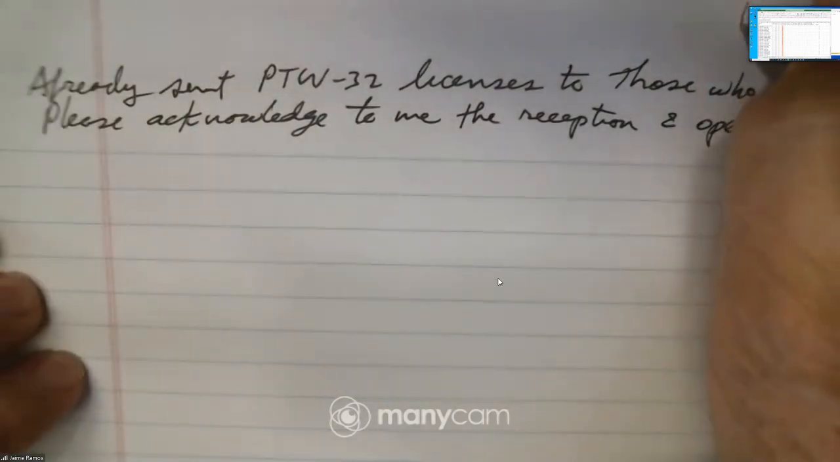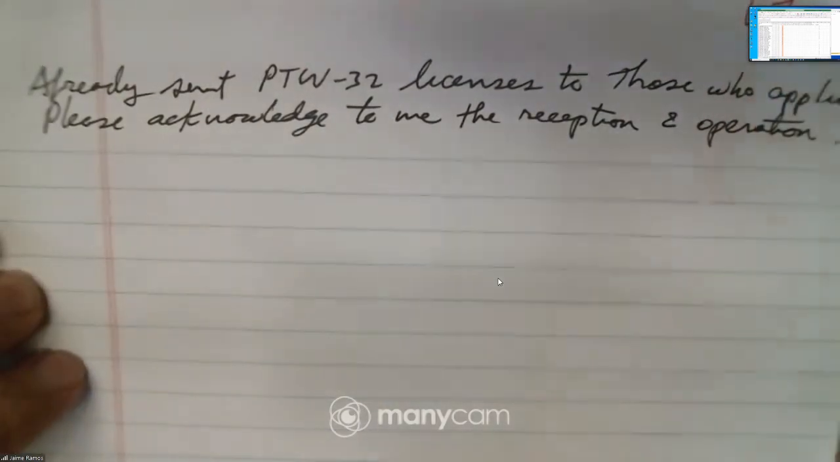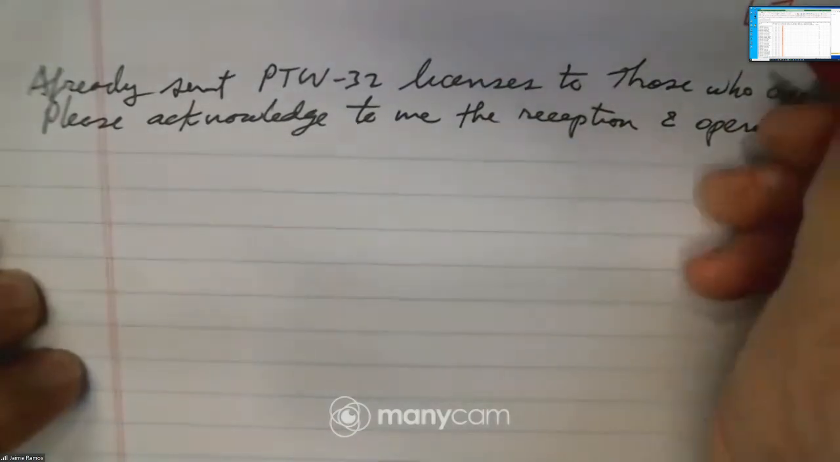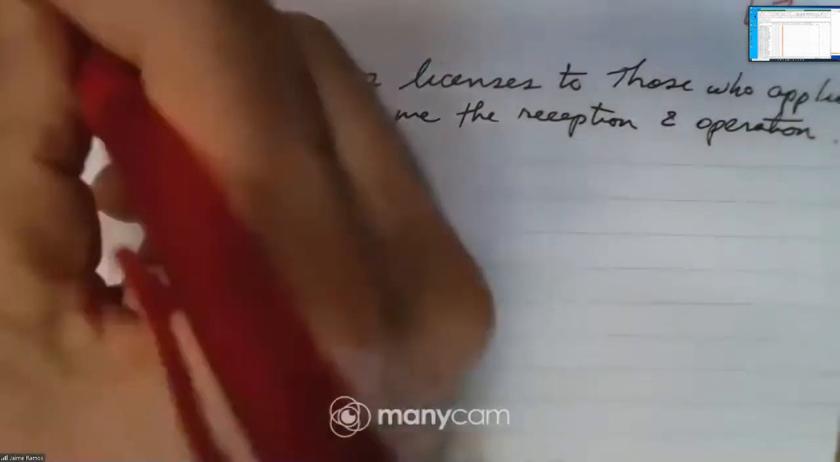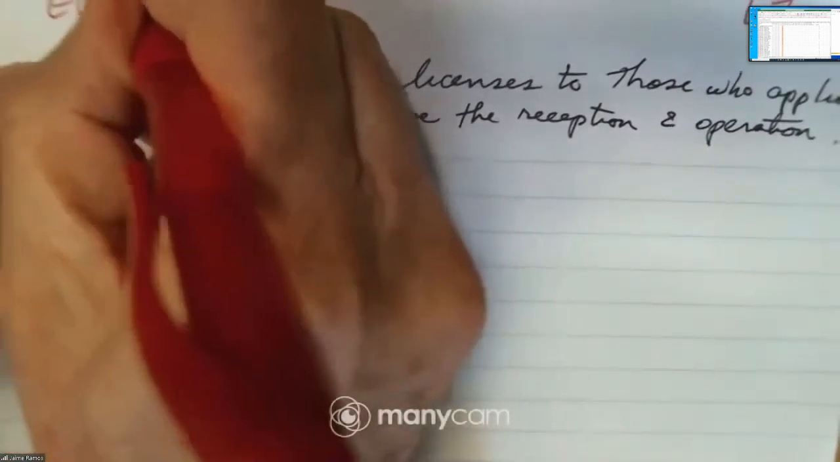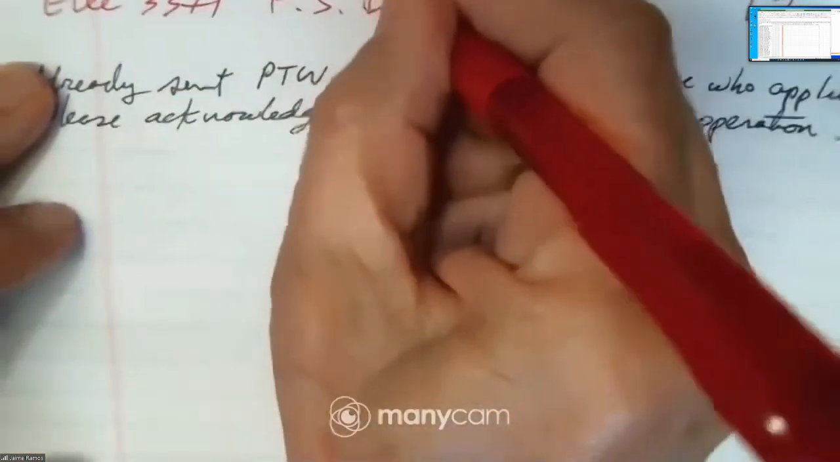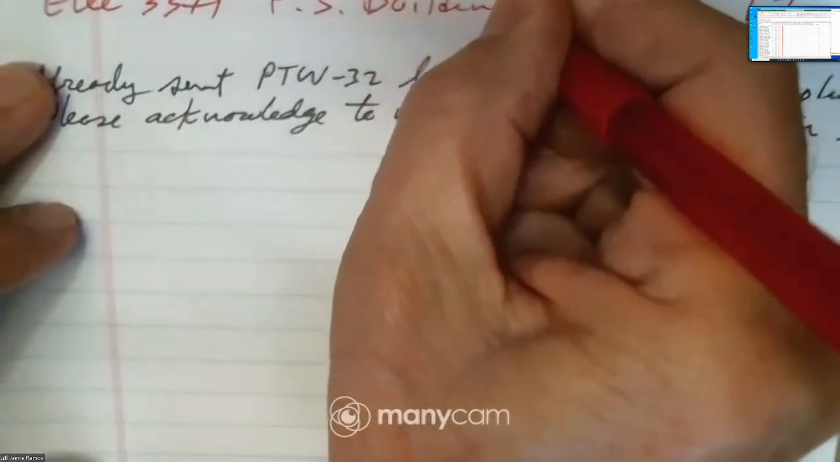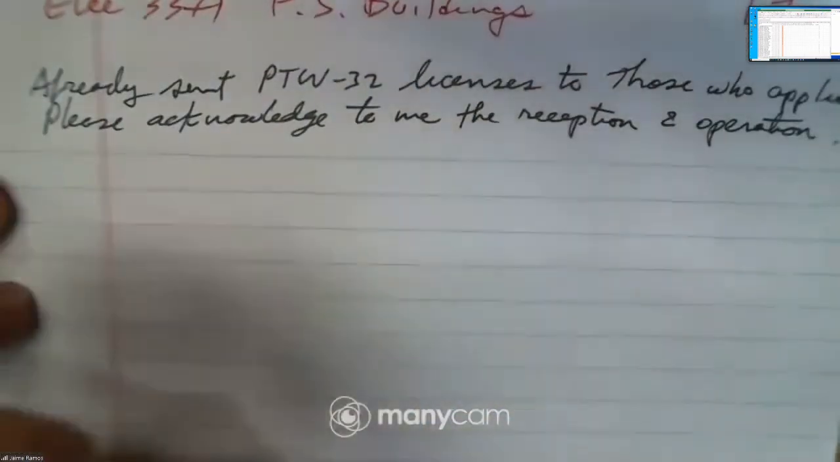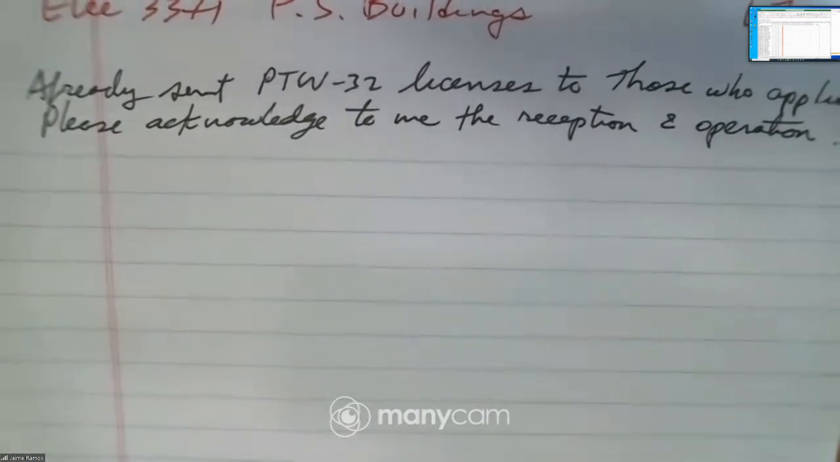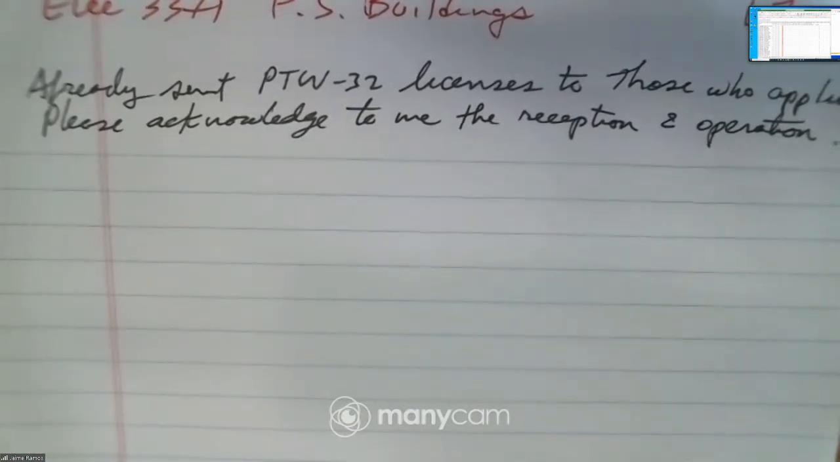is lecture 7, I believe. Let me check. Yes, 7A. So ELE 3371 power system buildings. So what else? Do you have any questions? Let's look at the homeworks now here.